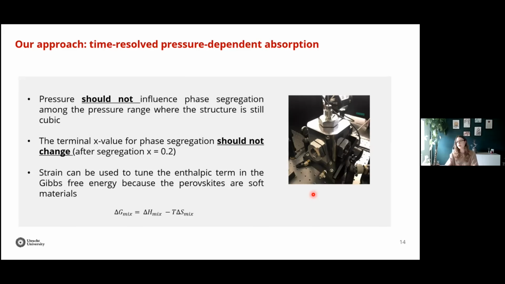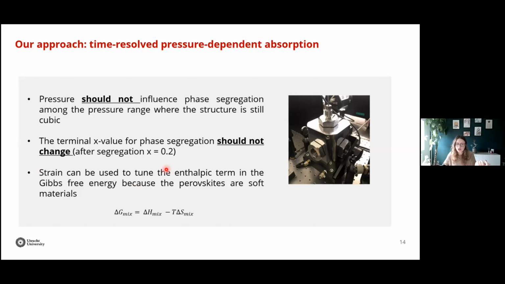So the reason why we pick the pressure and this particular system is that if we start from a composition like 50% bromide and 50% bromide iodide, which is cubic, the pressure range that we look at is a pressure range where we do not have any phase transition. So that means that in principle, if the problem is really the phase transition, then we should not see any difference with pressure, because it's still cubic, so should still segregate.